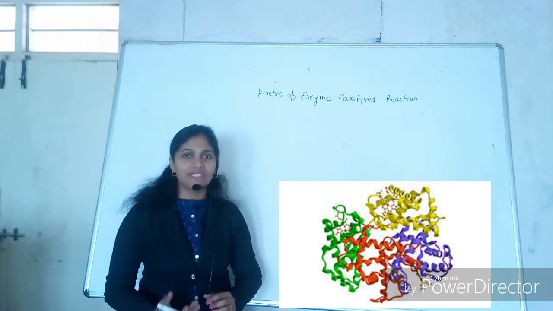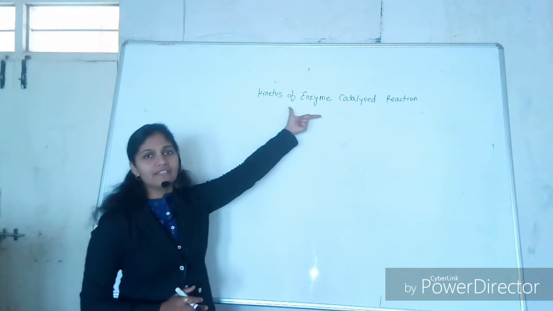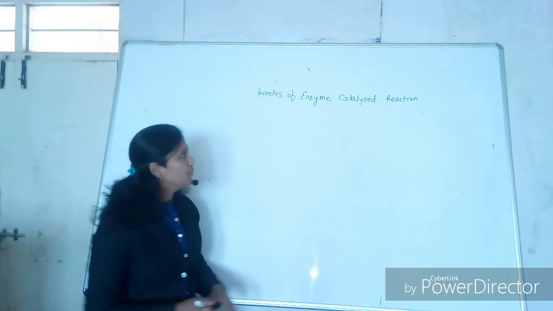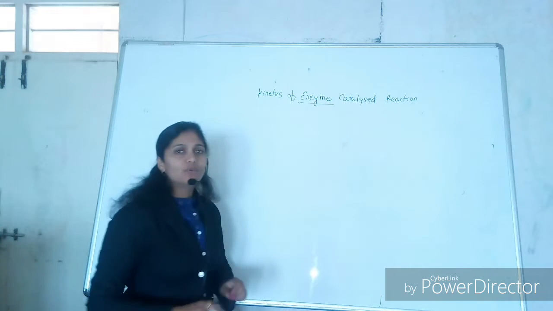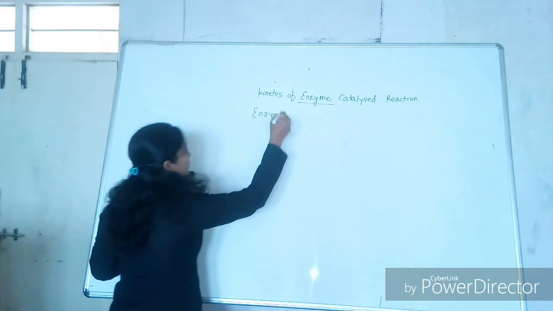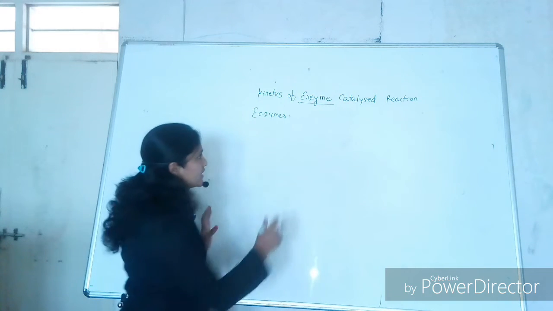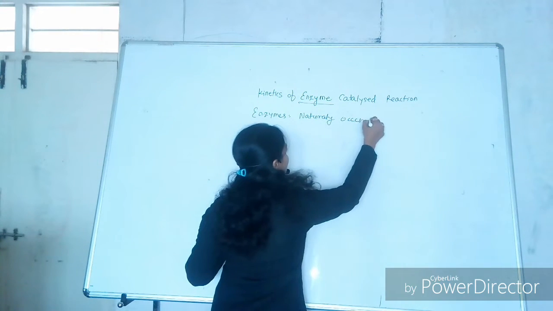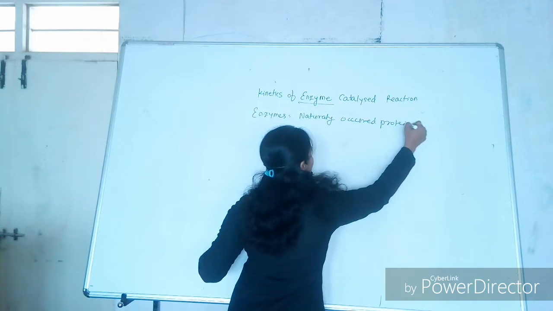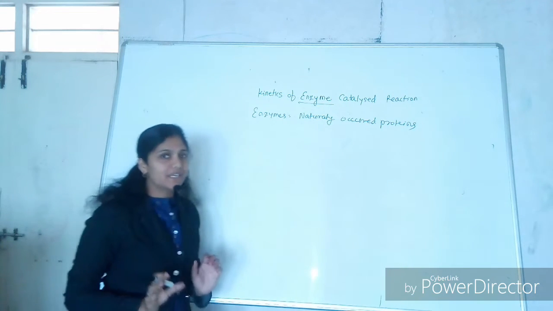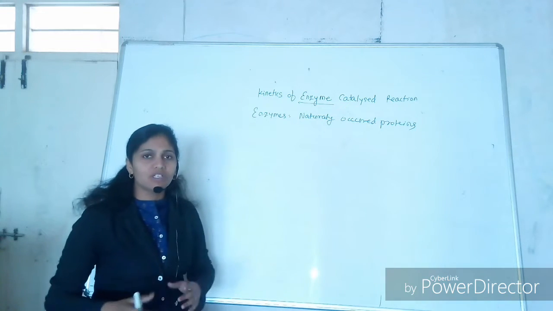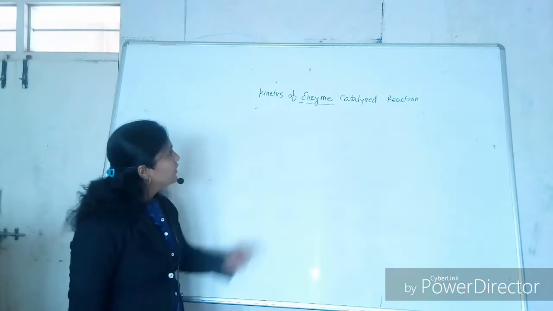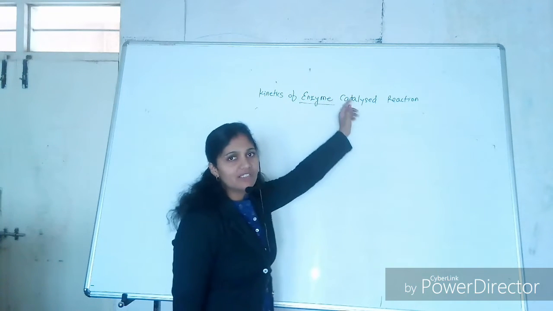In this lecture, we are going to see the kinetics of enzyme catalyzed reactions. Before we start, we have to know what enzymes are and what their characteristics are. Enzymes are naturally occurring proteins, or those proteins which occur naturally are called enzymes. Now let's see the kinetics of enzyme catalyzed reaction.